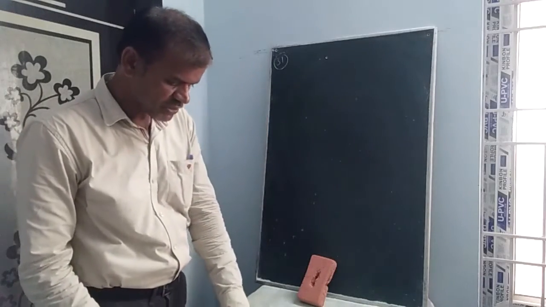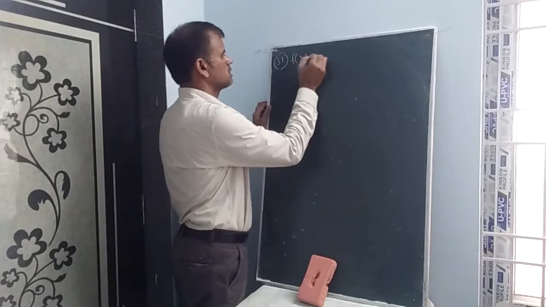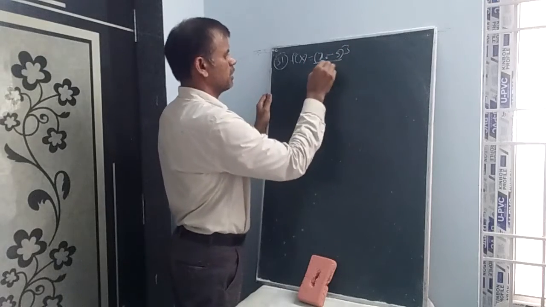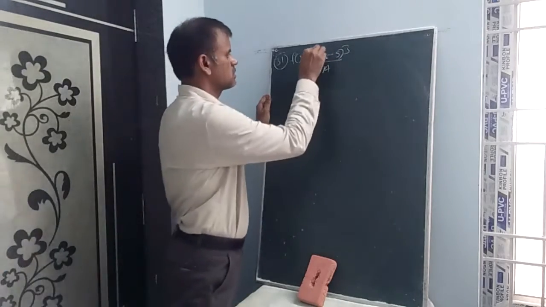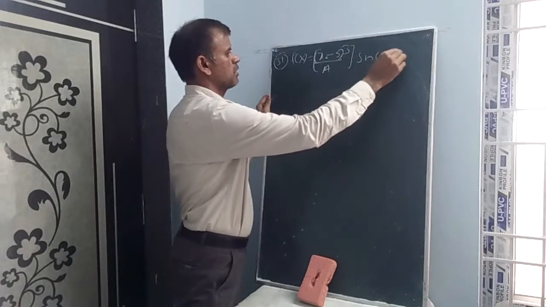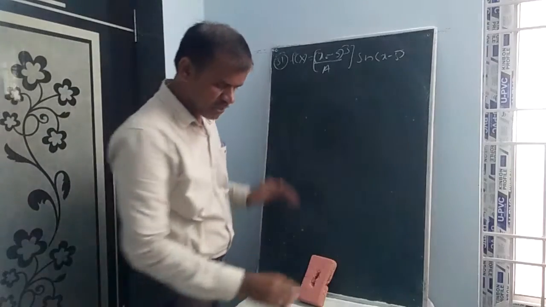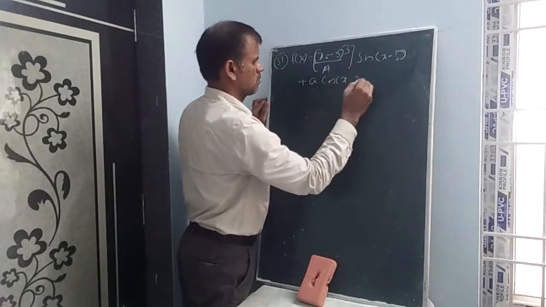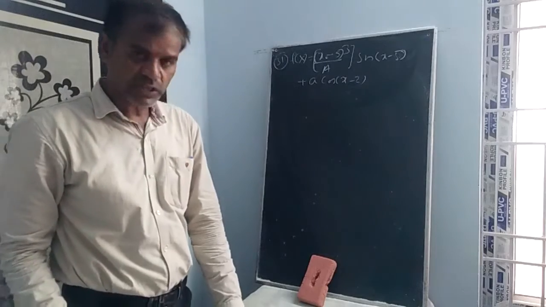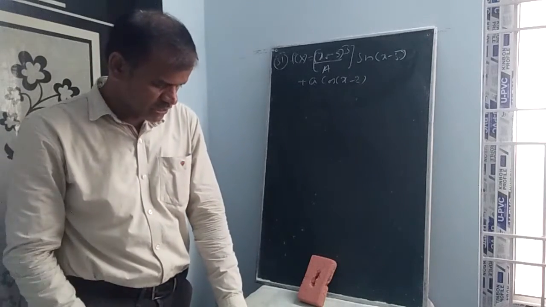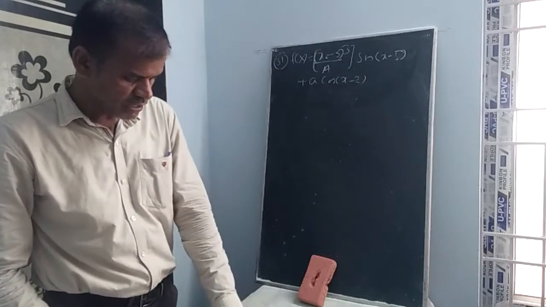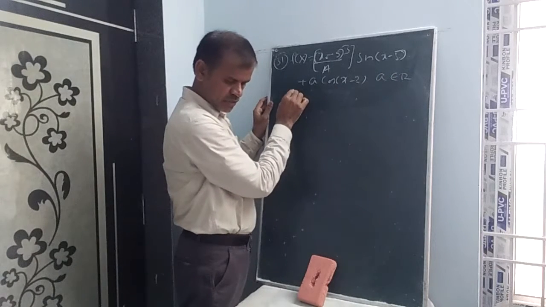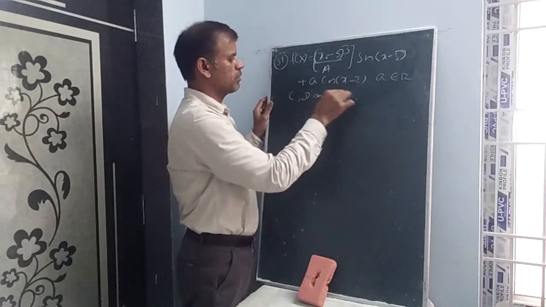Question number 31. The function f of x equal to x minus 5 whole cube by a, step over, into sine of x minus 5 plus a cos of x minus 2, where the step denotes the greatest integer function and a belongs to R, is continuous and differentiable on the open interval 7 comma 9. This is in the continuity chapter also.